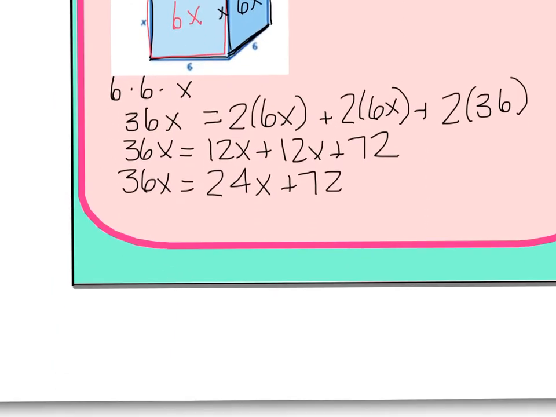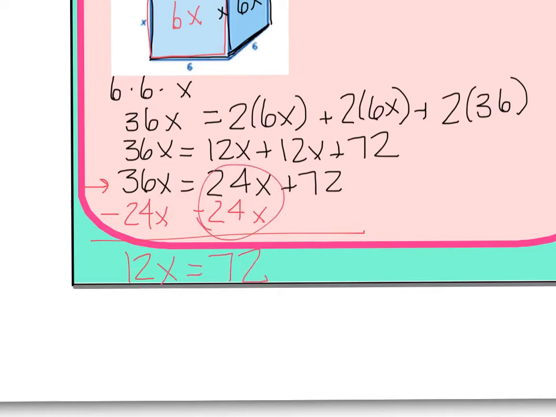We want to get all of our x's together. Since the x's are alone on the left-hand side, we're going to bring them over there. We're going to subtract 24 x's from both sides, which leaves us with 12 x's equaling 72. To get the x's alone, we have to divide by 12, and x equals 6.